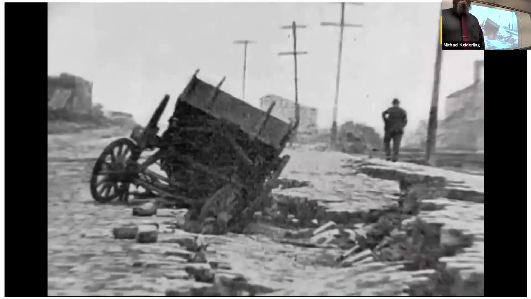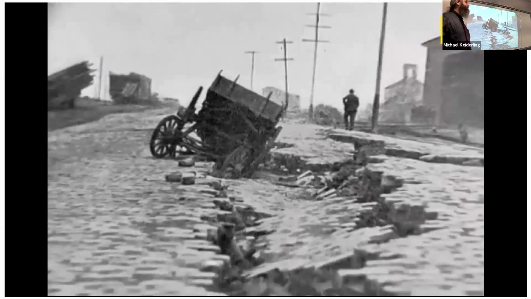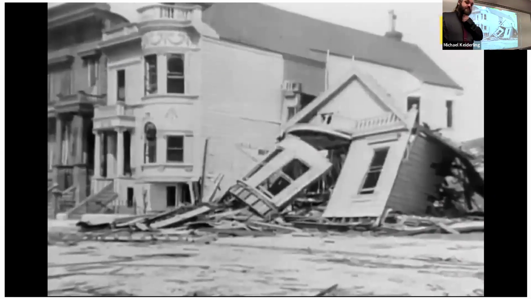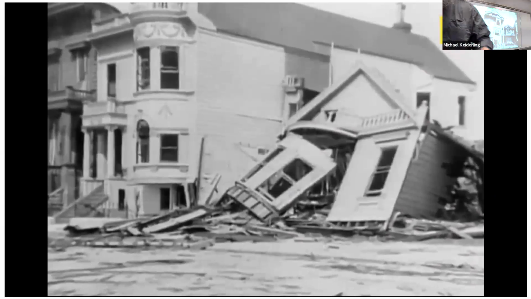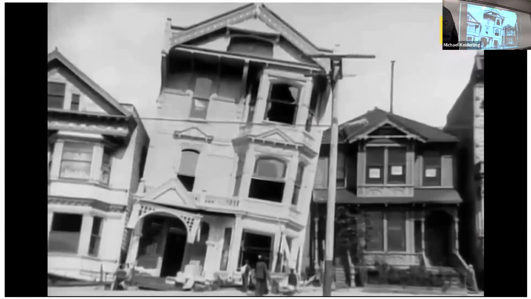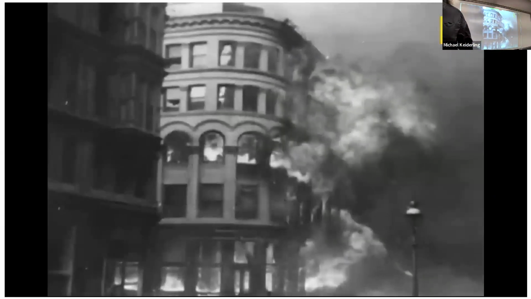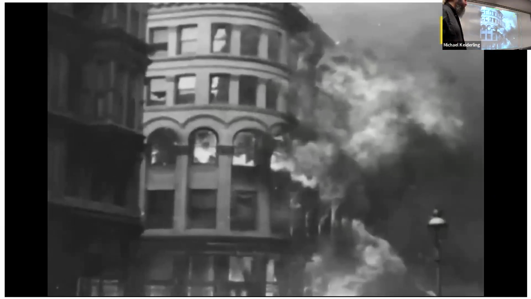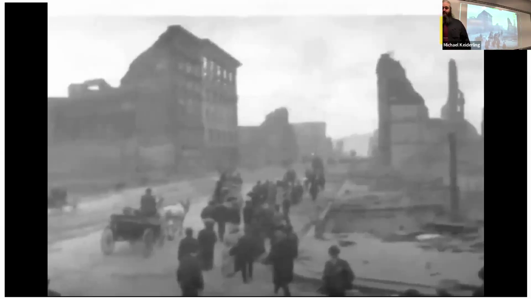April 18, 1906, California's San Andreas Fault snaps, shaking San Francisco for nearly 60 terrifying seconds. When the trembling stops, the disaster is only beginning. Gas lines rupture, setting off massive fires. Some 700 people die. Most of the city is reduced to ruins.